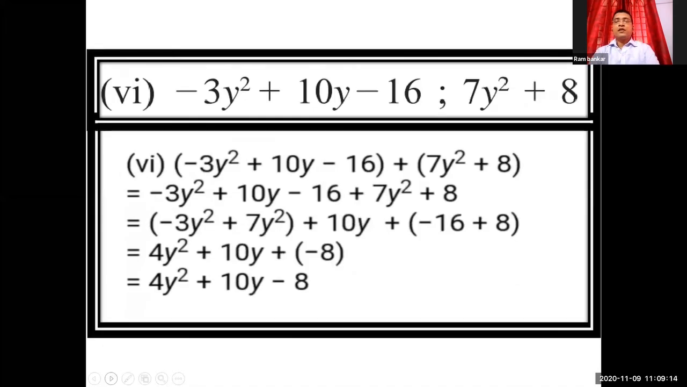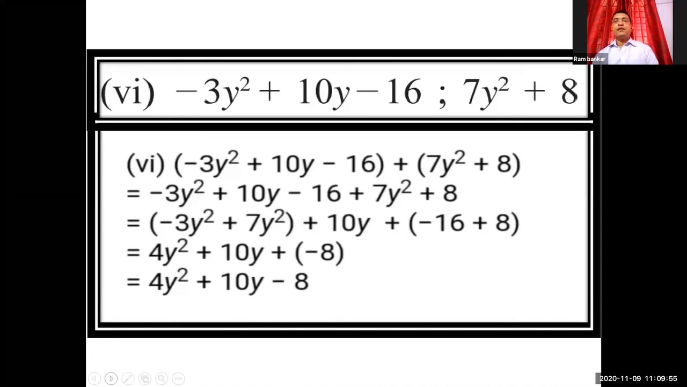Okay, the last question of this practice set 33. First, look at the first algebraic expression, that is trinomial. Look at the second expression, that is binomial. Now we have to add trinomial in binomial. Okay, look at the first step. While solving this, remove the bracket. Minus 3y square plus 10y minus 16 plus 7y square plus 8.